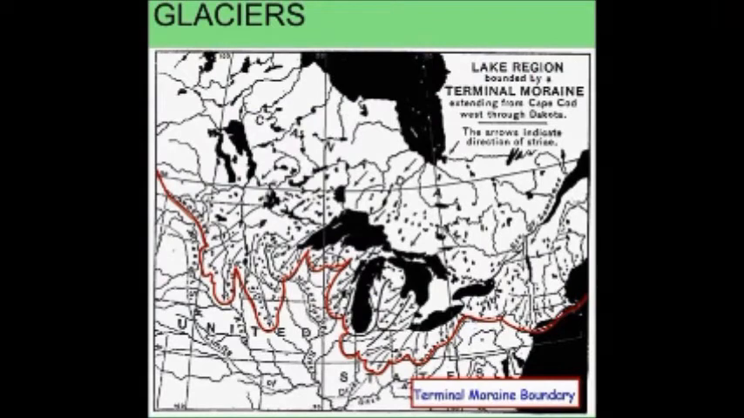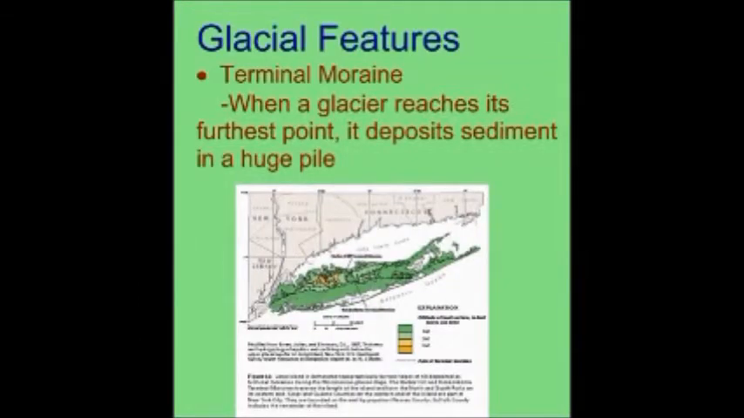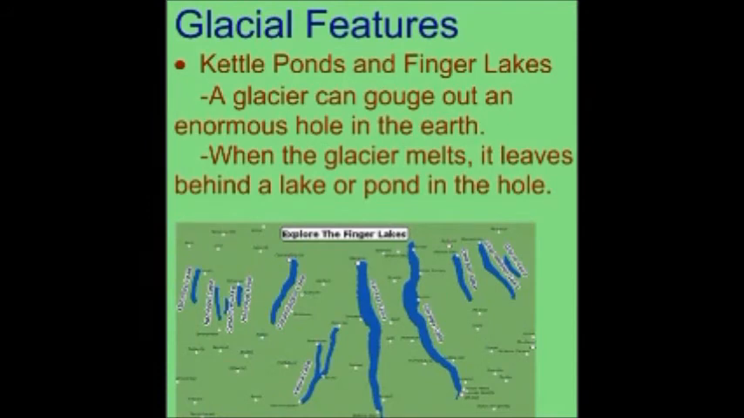In this map here, you can see that that red line represents where all of the terminal moraine was deposited by the glacier. And if you look very closely at the southeast part of that, you'll see that the terminal moraine pile in the ocean there is actually Long Island. Other features that are left behind by a glacier can be kettle ponds and finger lakes, which is where the glacier gouges out an enormous hole in the earth, and then when it melts, it leaves behind a lake or a pond in that hole.